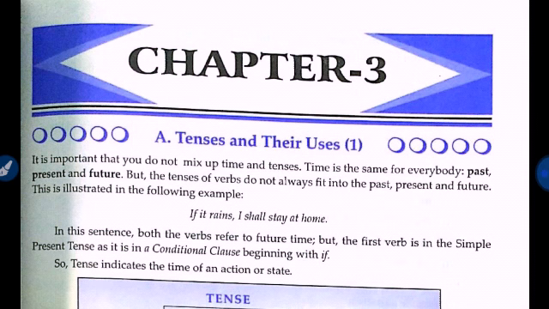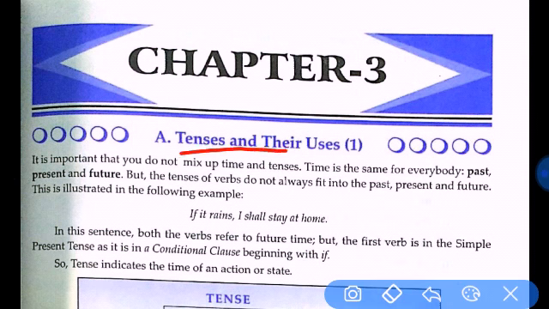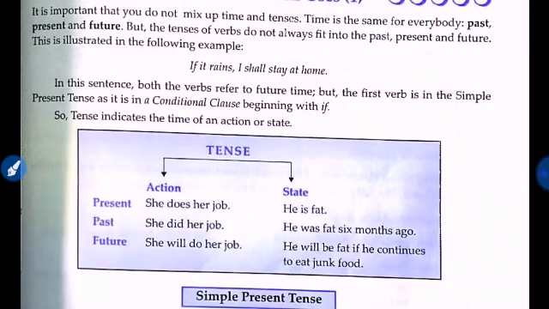We have got in chapter 3 tenses and their use. You are already familiar with the tenses. We have been learning for the past few years that tenses help us to know the time of an action. It indicates the time of an action or a state. Now let's see what we mean by an action or state.